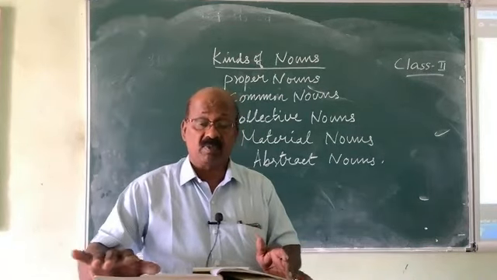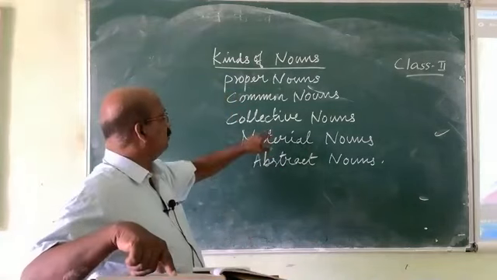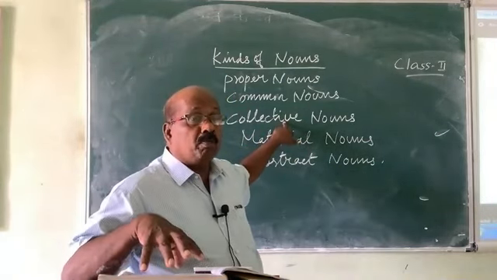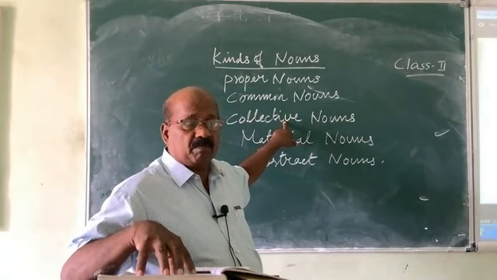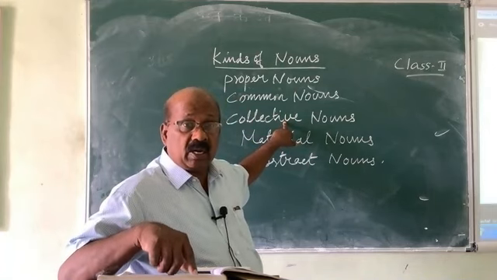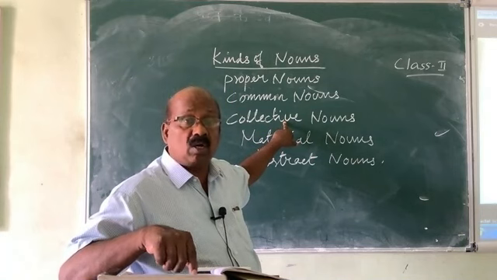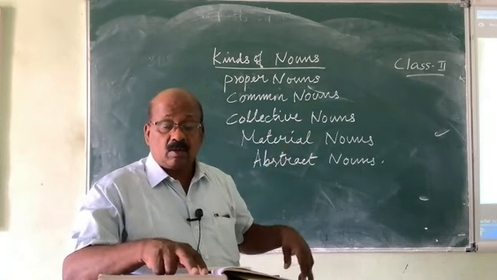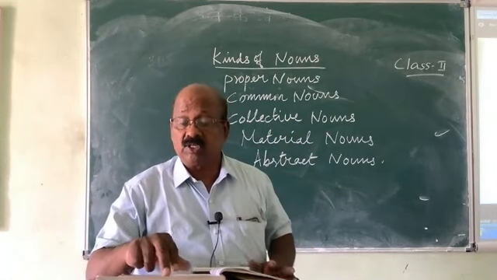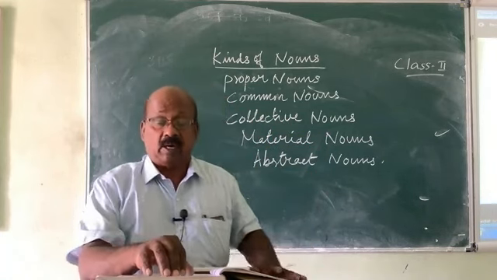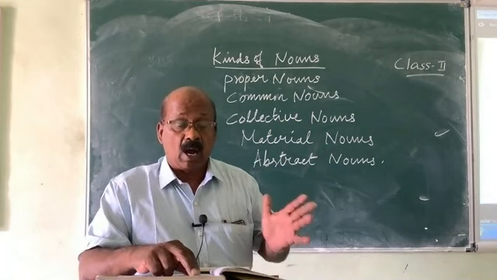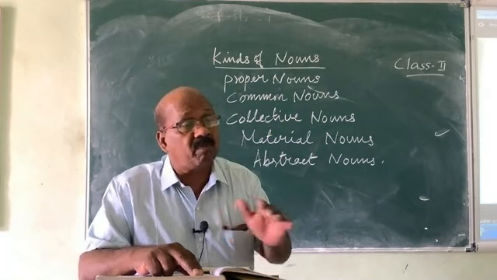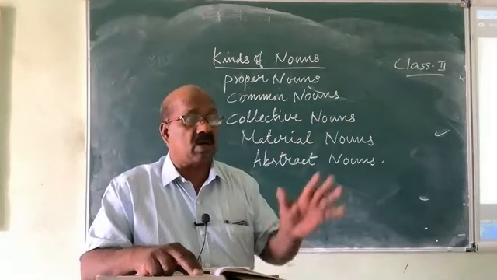Common nouns. Then we come to the third one, that is collective. A group of things together is taken and hence they are called collective nouns. Collections or contingents of persons, places, things, etc. are called collective nouns. For example, army. When we speak about an army, it is not a single person, it is a group of soldiers together. So we can say army.